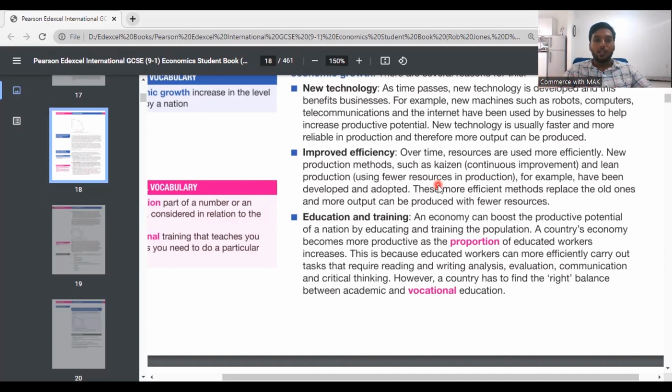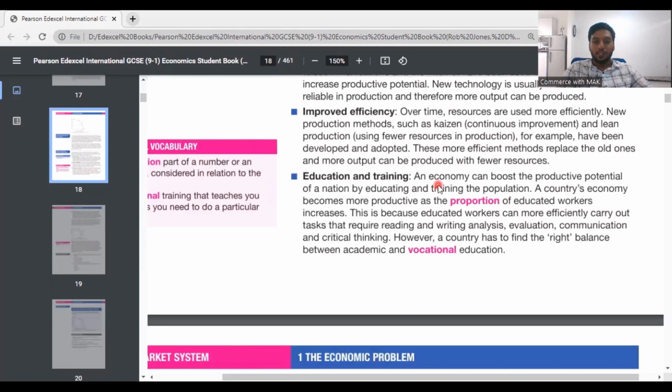So that way you can increase efficiency. Efficiency means minimizing resource wastage, or you can say maximizing the usage of resources. Either way, you can produce more. So that will also make a shift to the right, as economic growth.